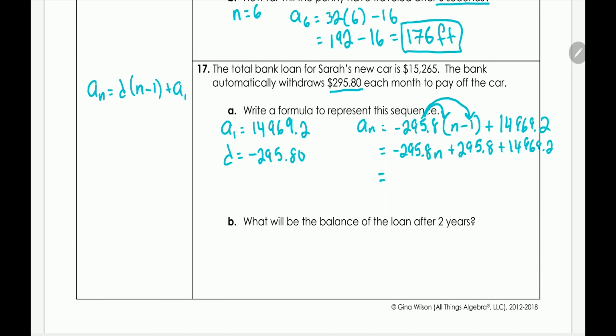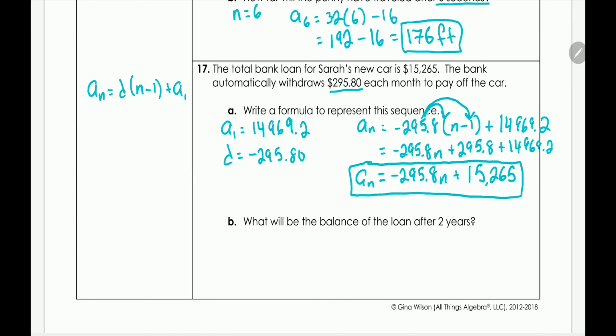Moving on to the next line, we're going to combine like terms. So we have negative 295.8 n, and 295.8 plus 14,969.2 is going to give us the original 15,265. So this right here is going to be the formula that represents the sequence. So let's move on to the next part.